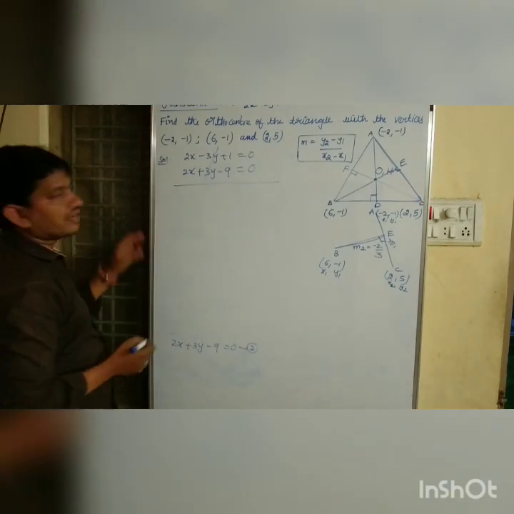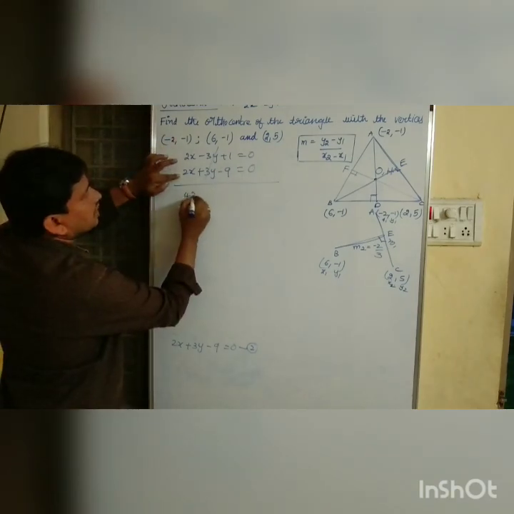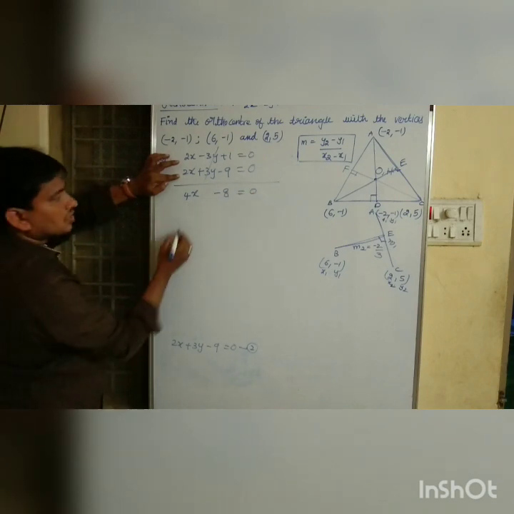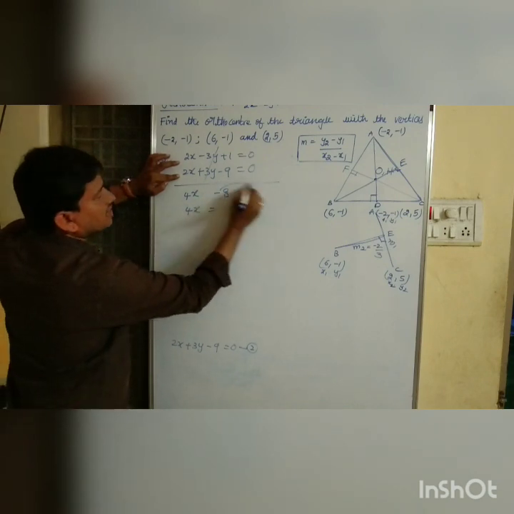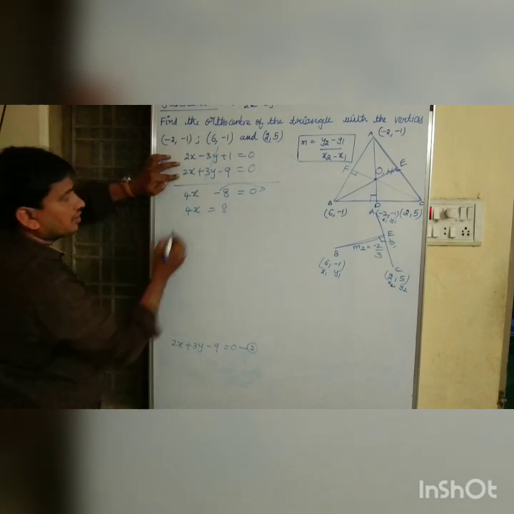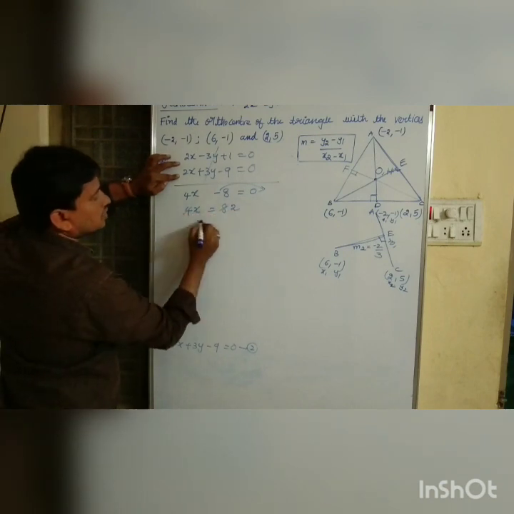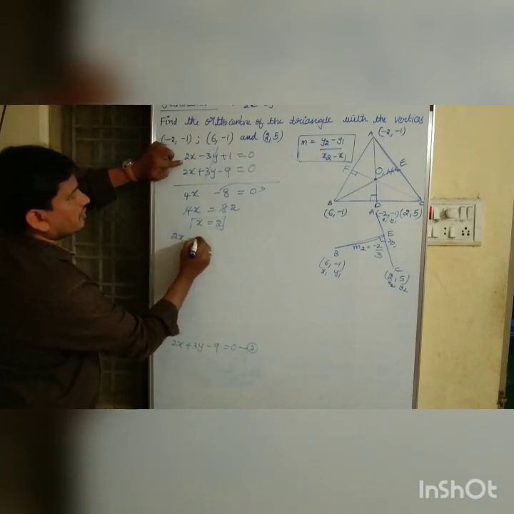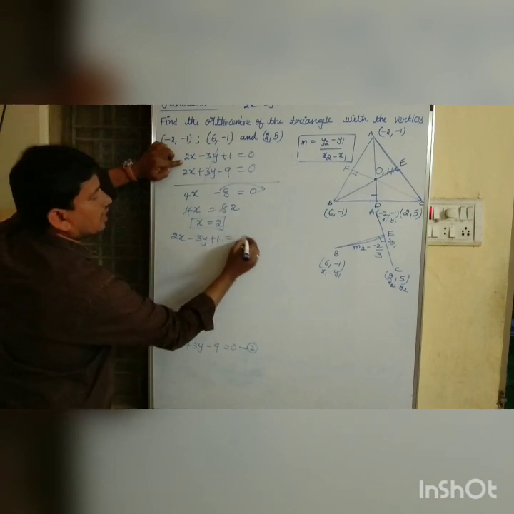Plus 3y and minus 3y get cancelled. 2x plus 2x, that is 4x. 1 minus 9, that is minus 8, equal to 0. So 4x equal to minus 8; transposing, this becomes plus 8. 4 ones are 4, 4 twos are 8. So what is the value of x, children? The x value is 2. Now substitute x equal to 2 in equation number 1 or equation number 2, so that you will get the y value.